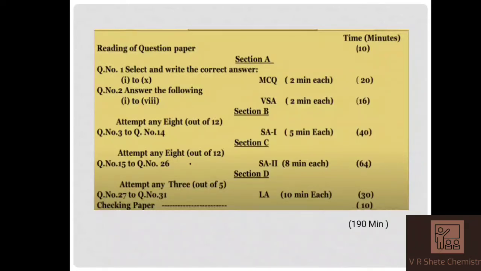And the remaining section D, you have to solve any 3 questions out of 5. These are long answer questions, so it will require near about 10 minutes each. So 3 questions, again 30 minutes will be required, means the last half hour will be for section D. When you sum all the time, again 10 minutes will remain. In those 10 minutes you have to check the answer sheet from the start. So this is the utilization of time. Within the time you have to solve this question paper.